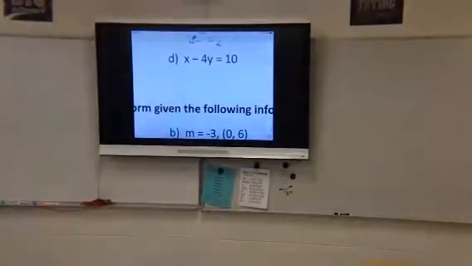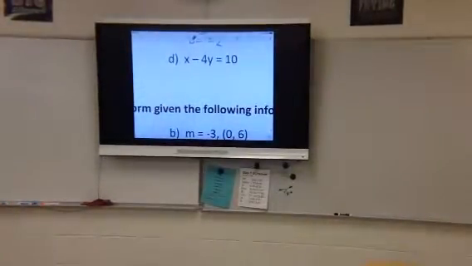Here should be? What's the first step, Ashley? To subtract x. Good. Subtract the x over. Okay, so start by moving that x. So you have negative 4y equals negative x plus 10. All right, what are we going to do now? What would our next step be?